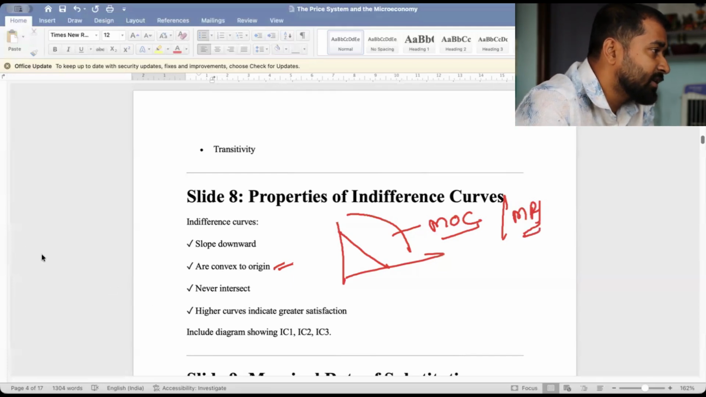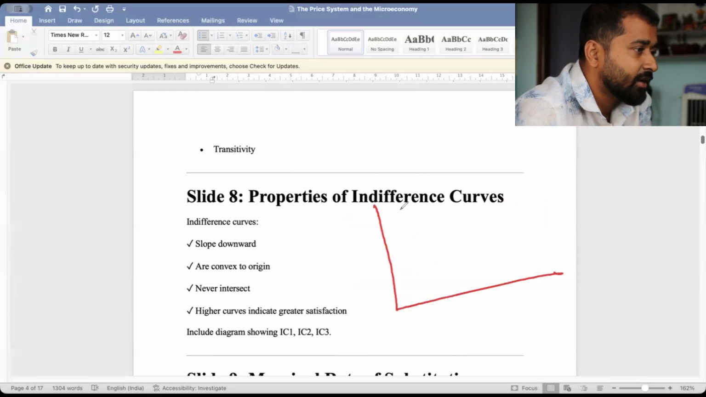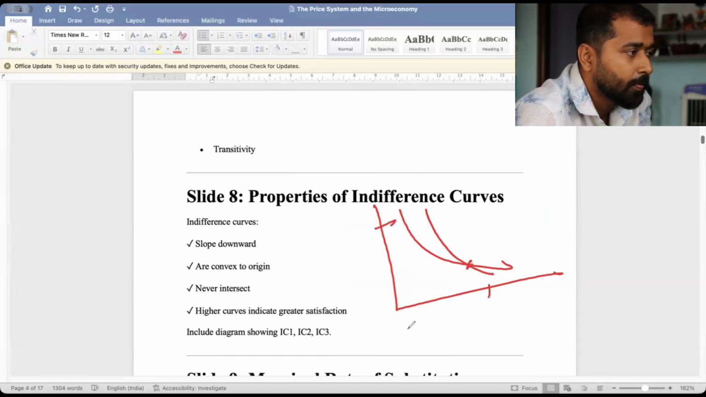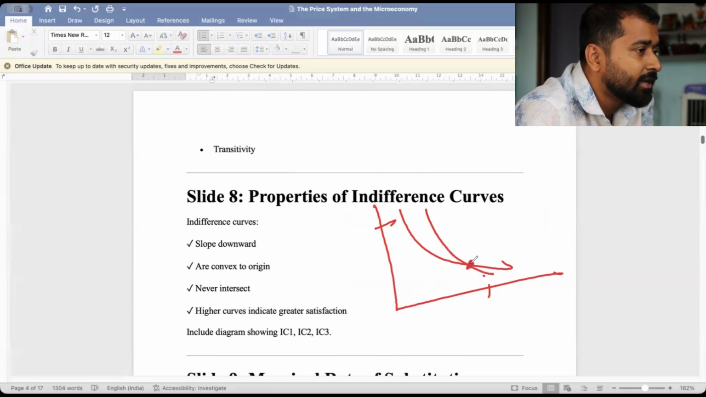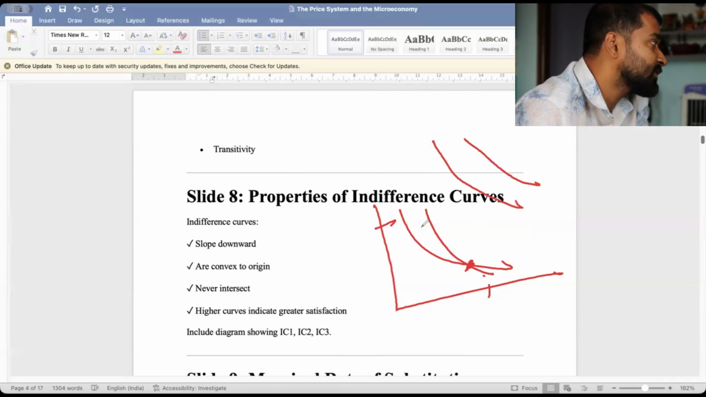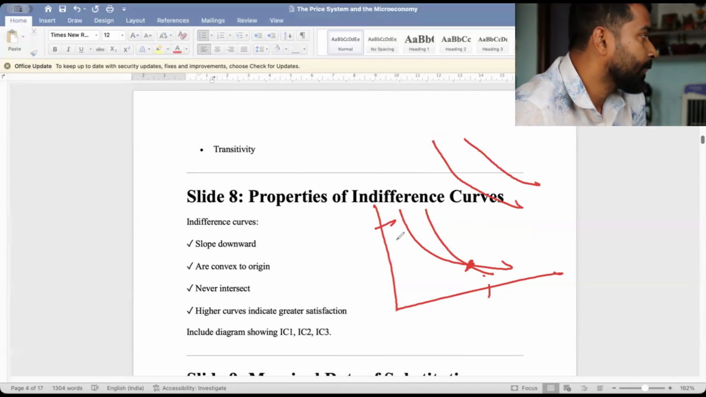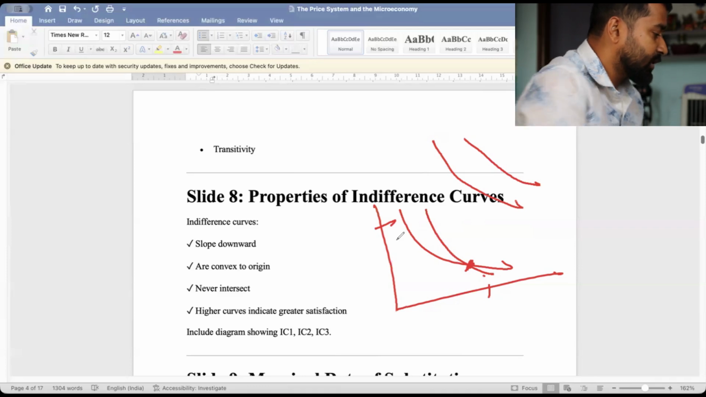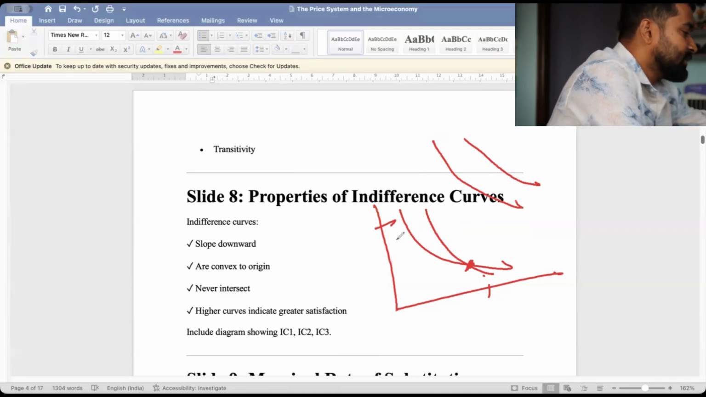Next, it never intersects. Why does it never intersect? If two IC curves never intersect each other, and never intersect either axis also. Both things are there. It means that if they intersect, at that situation both satisfactions become equal. But two IC curves show two different levels of satisfaction, as we know very well, right? So in that situation, we cannot say this can be correct.